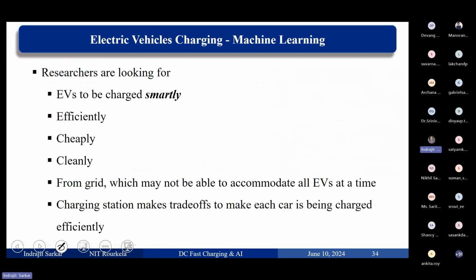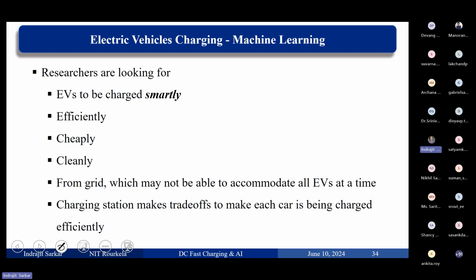Therefore the researchers are looking for EVs to be charged smartly. EV to be charged smartly involves both the source from where it is charged and the EV also. EV also means you as an owner should be able to know. I am giving you one example. Let's say you are an EV owner and you have an app. In that app it will show you what charging locations are available near your current location, what the departure time would be if you go at this time to that charging location, and what the cost benefit would be.